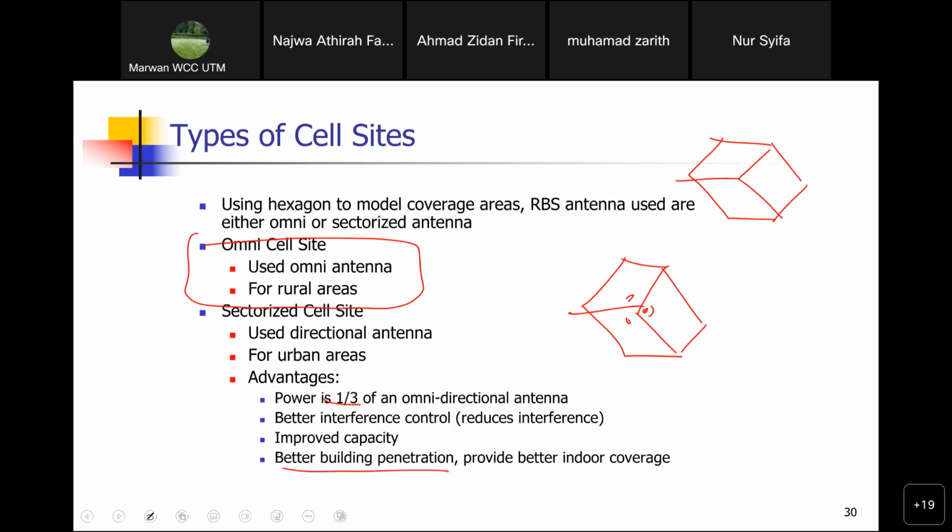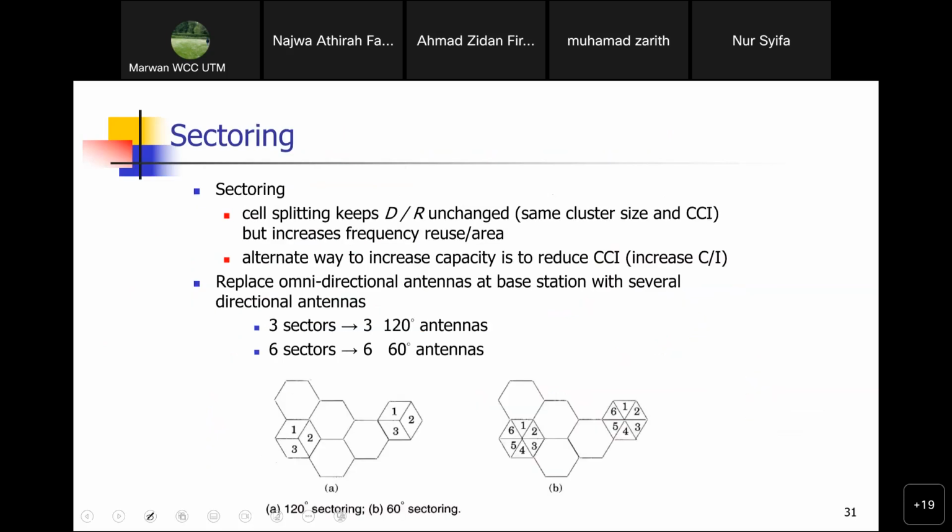Previously, you can push away your adjacent channel. Another one, by having a directional antenna, you can have a better coverage. This is what we want to see. We can also have better interference performance. Our C over I is going to improve. Let's see how. When it comes to sectorized cells, there are two types: 3 sectors, where your hexagon is divided into 3, or 6 sectors.